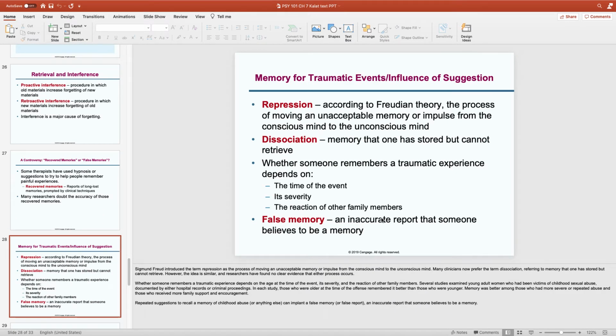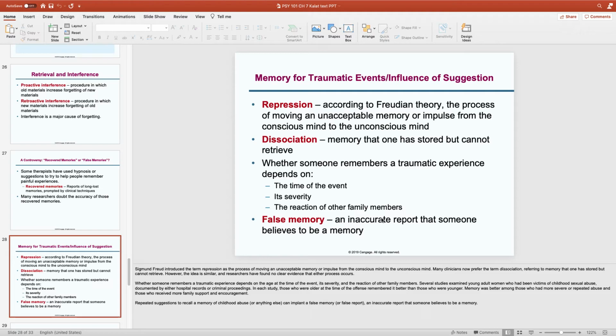Okay. There's also this idea of traumatic events, and having a memory of traumatic events. Does this really happen? Or has someone influenced, or suggested something that might have happened, and therefore that person now thinks that that actually did happen to them? That's what we're talking about here.